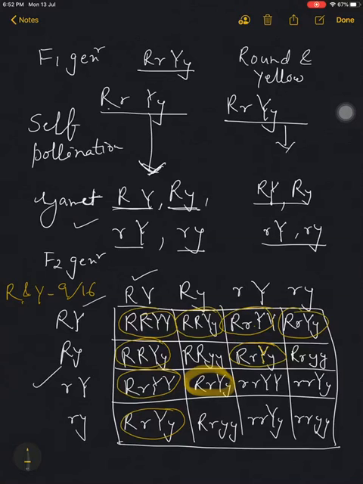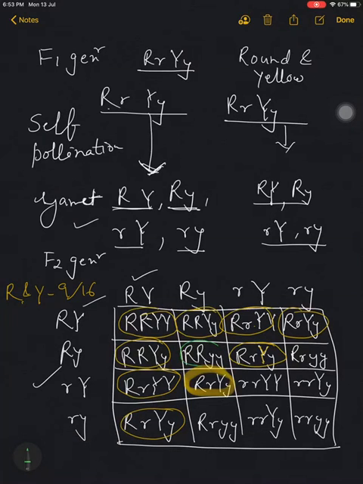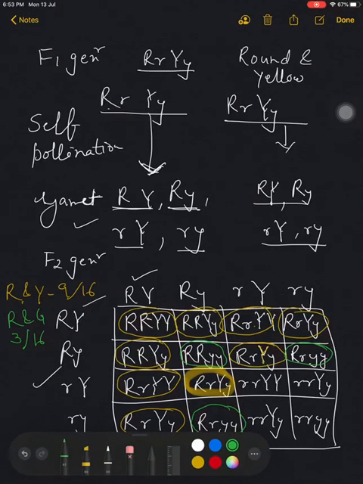Now what you have to see again? Second feature of the seed, what will we get? That is round and green. So for this purpose I am using green color. So round and green means capital R and a small y. Okay, round and green too. Again this one is round and green. So round and green seed ratio is here 3 by 16. Clear?